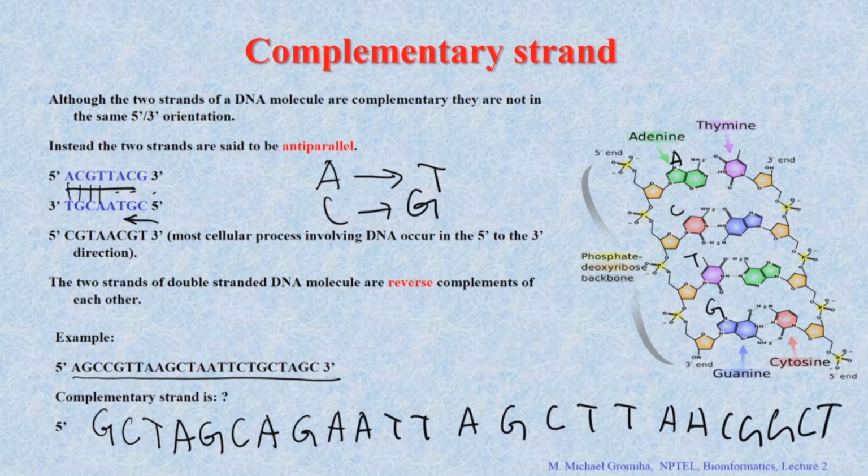Now, in bioinformatics you can write an algorithm to get the complementary strand for any given sequence, right. How to write the algorithm? First, what you have to do? You have to take the sequence as input, reverse it and complement it, or you can get the complement and reverse it, right. So, you can do that.